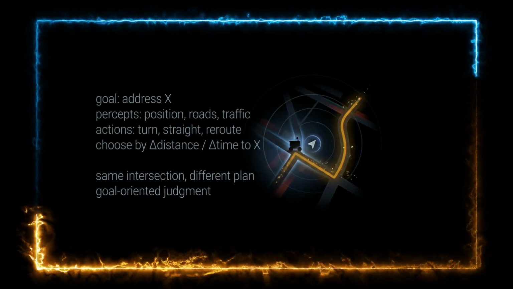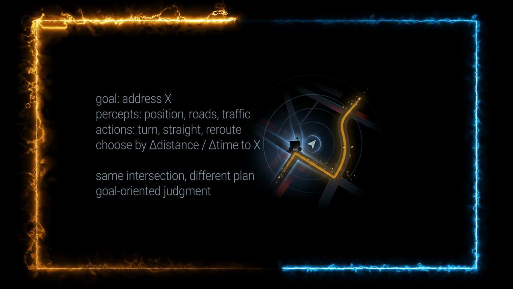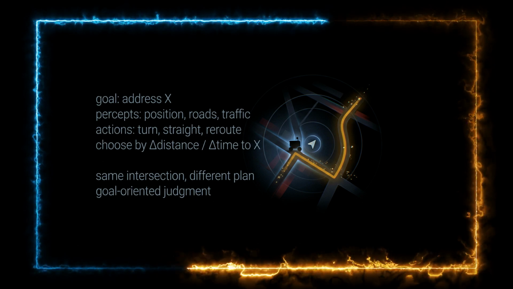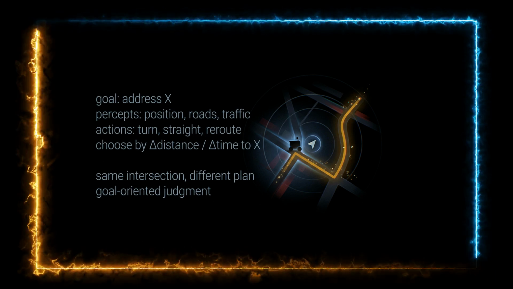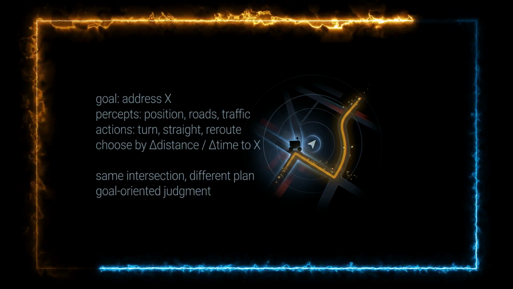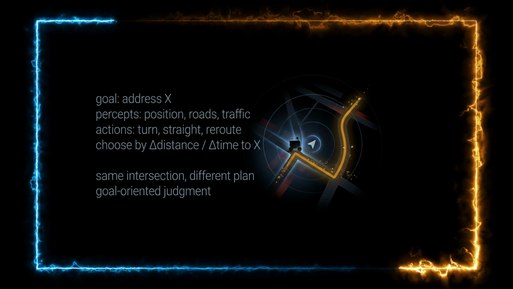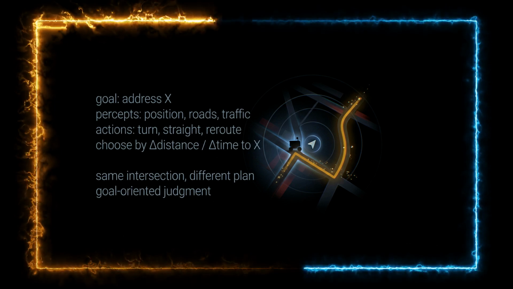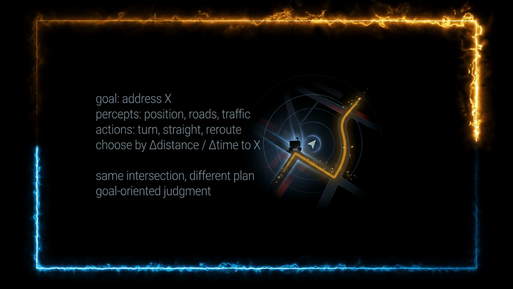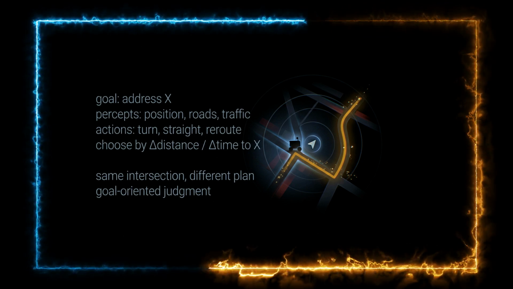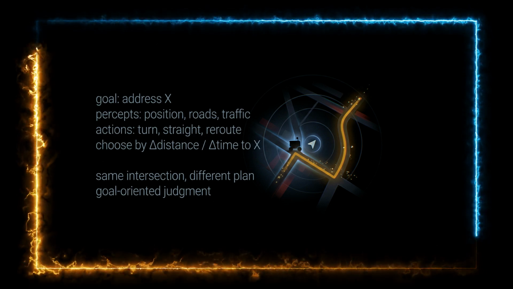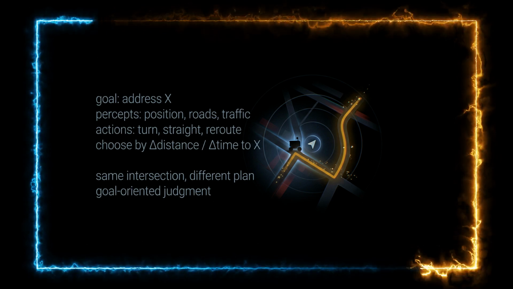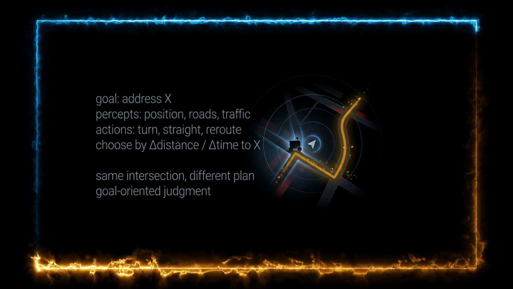Navigation makes the point just as well. Phone maps, in-car GPS, or a delivery robot on the street. Goal: be at address X. Percepts: where you are now, roads, traffic. Actions: turn left, go straight, reroute. You compare options by whether they reduce remaining distance or estimated time to X. Same intersection might get different choices depending on what still lies between you and the goal. GPS will still judge you, but at least it's goal-oriented judgment.